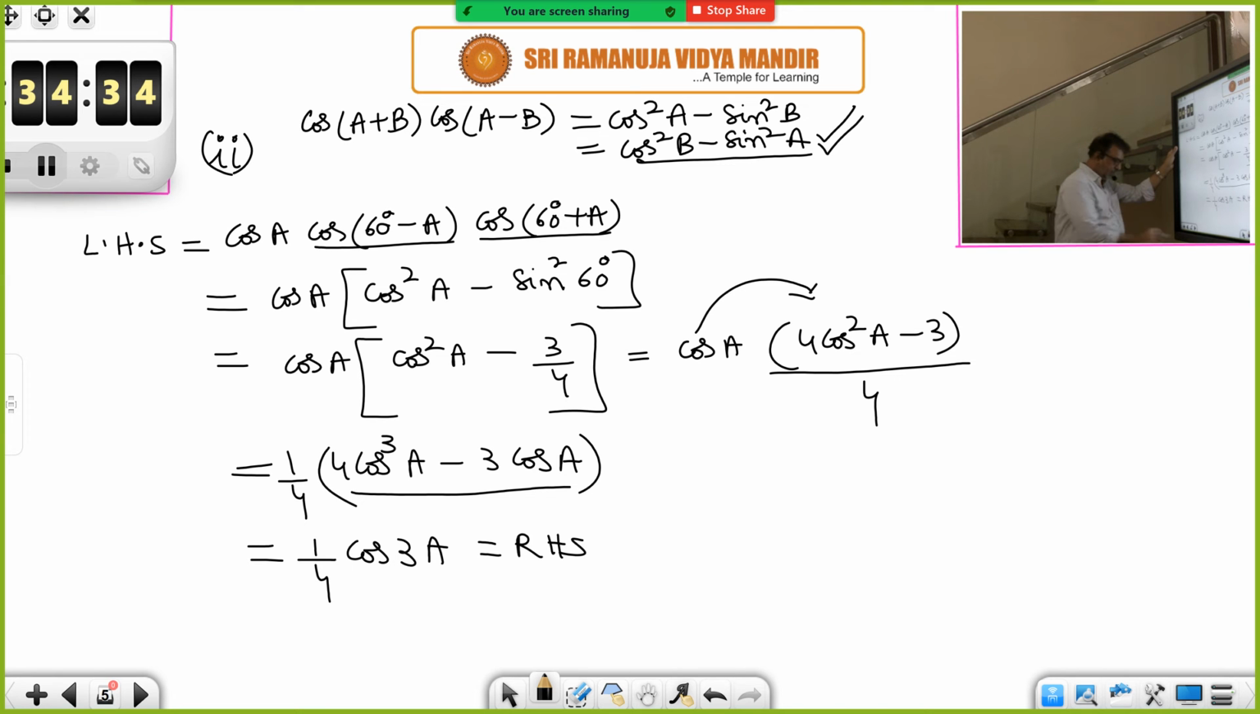So 1 by 4 cos 3A, that is the right hand side. So first and second we have proved. Then first formula divided by second formula will give you the third formula. Second formula divided by first formula will give you the fourth formula. Okay, that is easy. Okay, let us go forward.